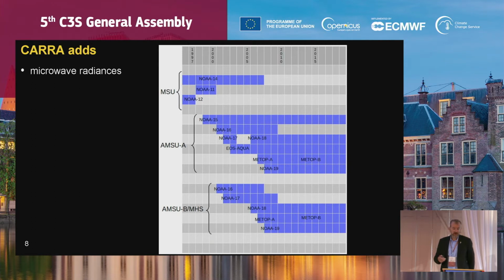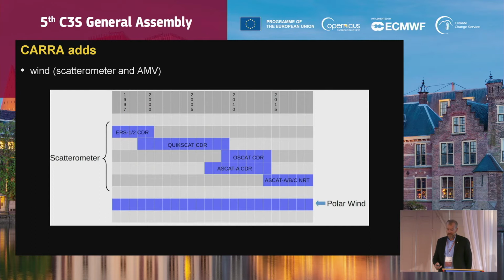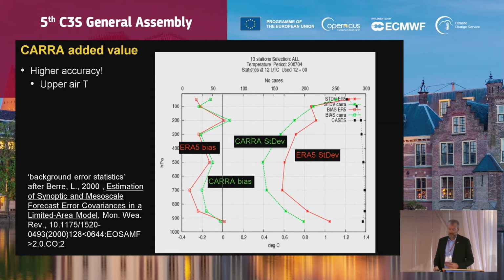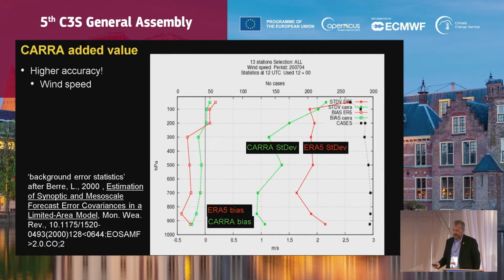CARA includes microwave radiances for vertical profiles of temperature and humidity, scatterometer winds, and sea ice that's more realistic than in ERA5. So for all of these reasons, it's not surprising to see that the biases and variances are lower for CARA than for ERA5 that we know and love. This is for temperature, and same for wind speed. Lower biases, lower deviations.